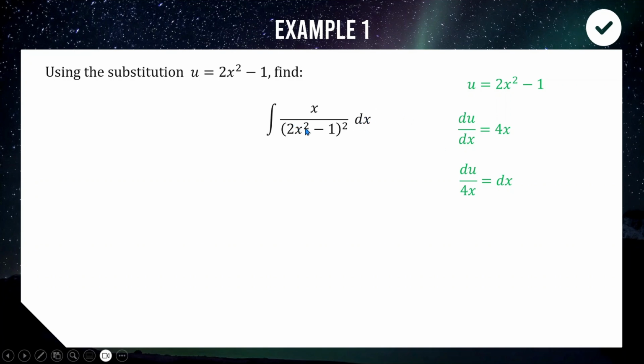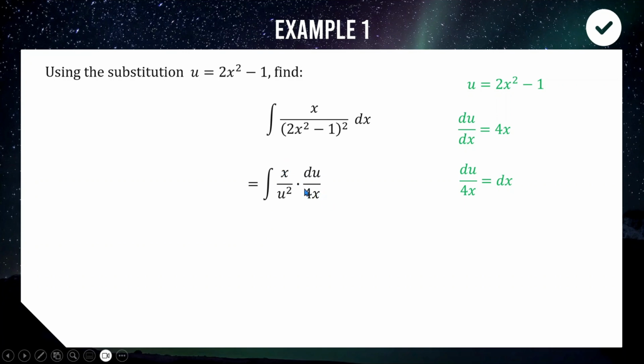So we can change that here. In the bottom of our fraction, we can instead write this as u². So subbing that in and seeing what happens. Now there's still an x on top, the bottom is u², and our dx is du on 4x. Now this question's been designed to work out pretty conveniently because there is an x on the top and bottom of these fractions, so we can simplify and vanish these away.